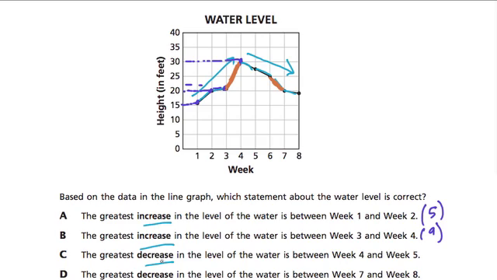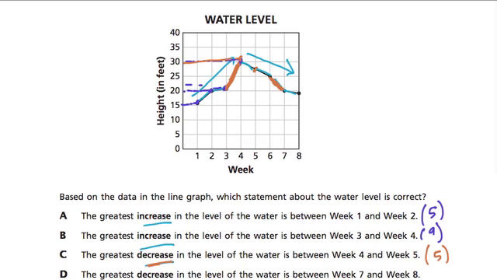It tells us, well, the greatest decrease in a level of water is between week 4 and week 5. So let's look at that. Here's week 4 and week 5. That goes from about a 30-foot level to about a 25-foot level. So it's a decrease of 5.